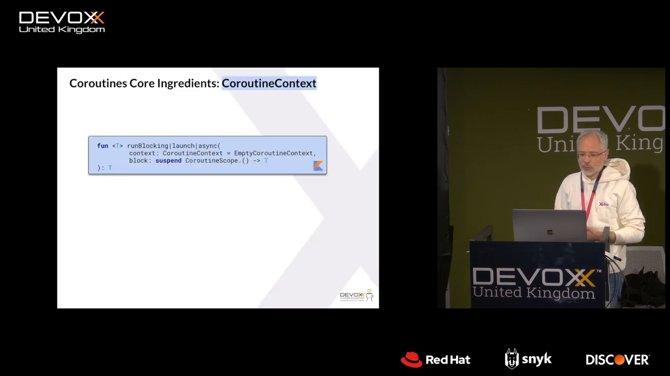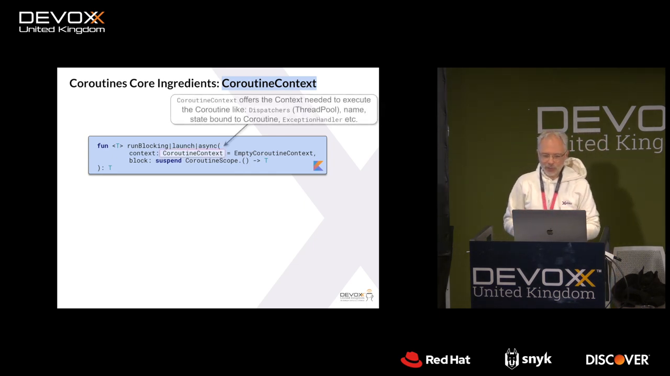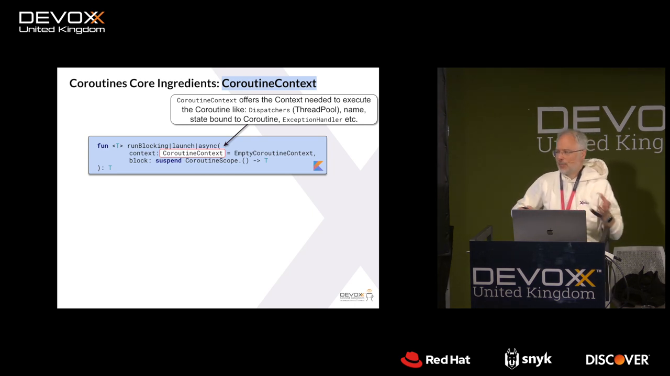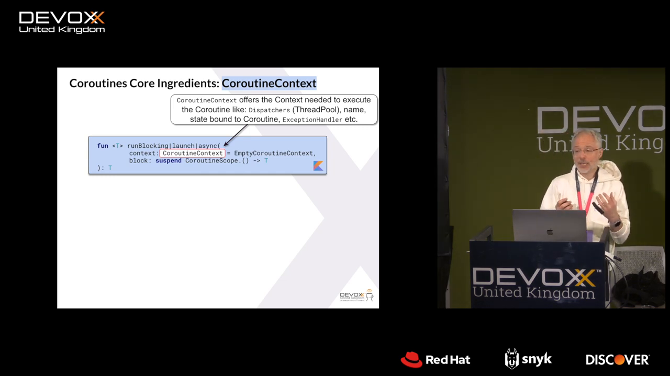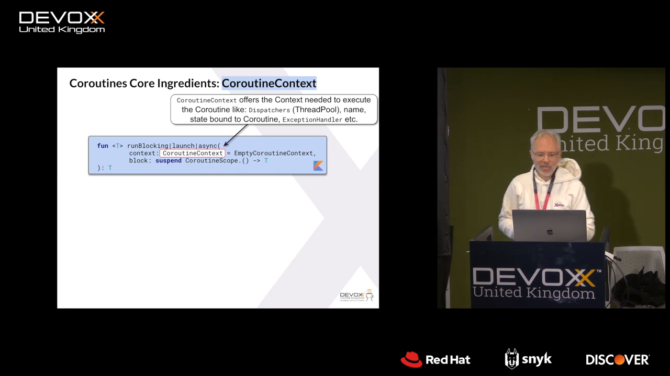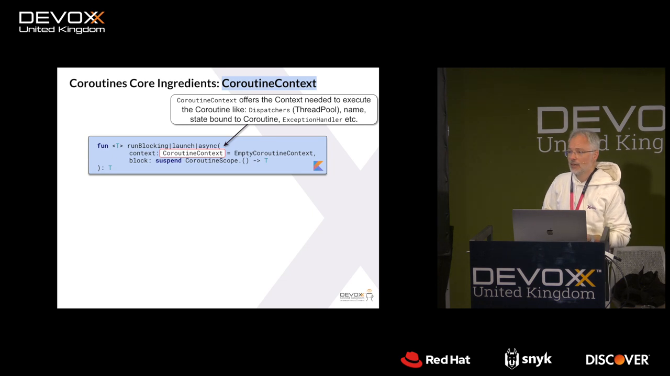Okay, so that was the coroutine scope. The other ingredient is the coroutine context, which also plays a very important part. So what is a coroutine context? It's basically many things. It's not one thing. But probably the most important thing is that it holds the thread pool that will be used to execute the coroutines, so-called dispatchers. By default, you always get a default context, which most of the time does a good job.